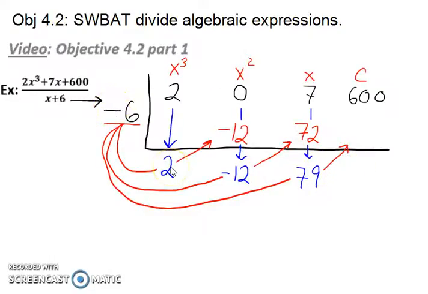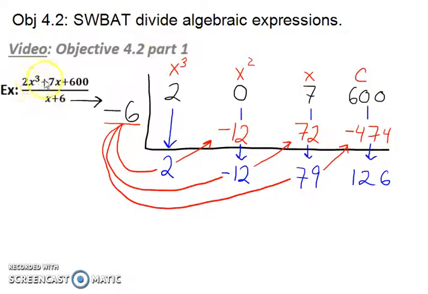Negative 6 times 79, I'm going to break out my calculator here, is negative 474. So that's what I'm going to write right there. And then finally, you add going down for the last time. And 600 plus negative 474 is 126. All right. So first step is to do the setup. That's what I did in black. Second step is to do the add down, multiply up, add down, multiply up. That's what we just did. And then the third step is to actually write the answer.